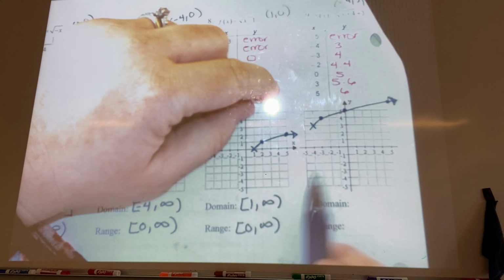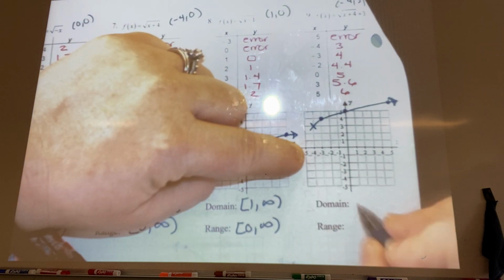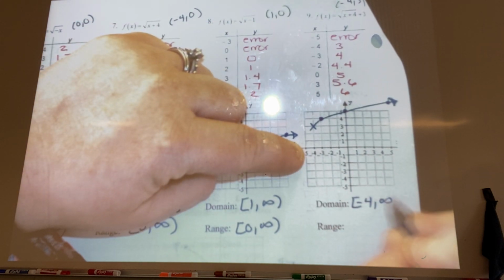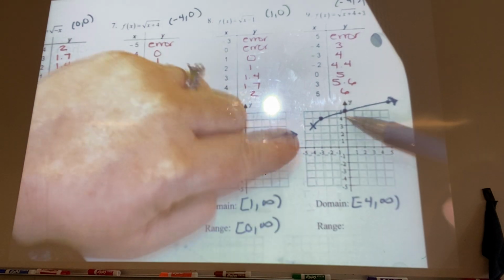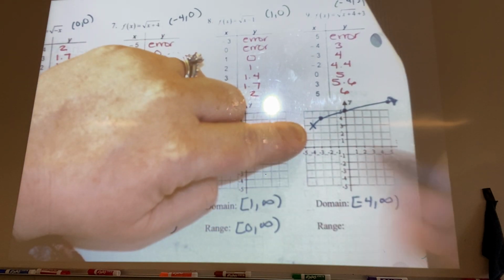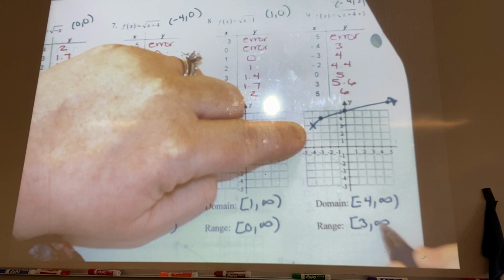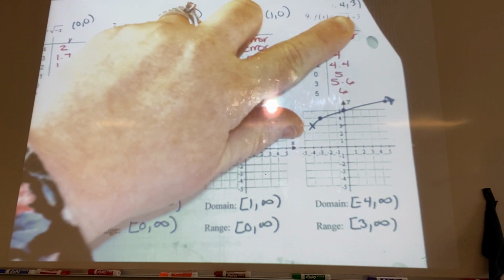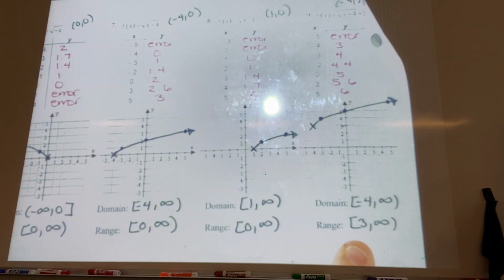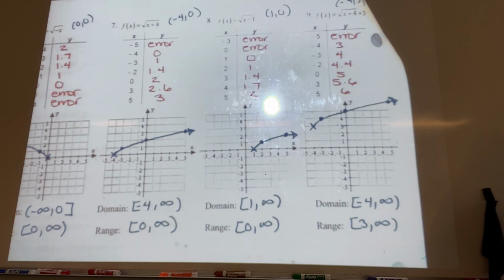So my domain, how far to the left do I go? -4 to infinity. My range, how low do I go? 3 to infinity. And since my pivot point was -4, 3, what do you notice about your domain and the range, right? Those numbers are the same. All right, so those are examples of square root functions.